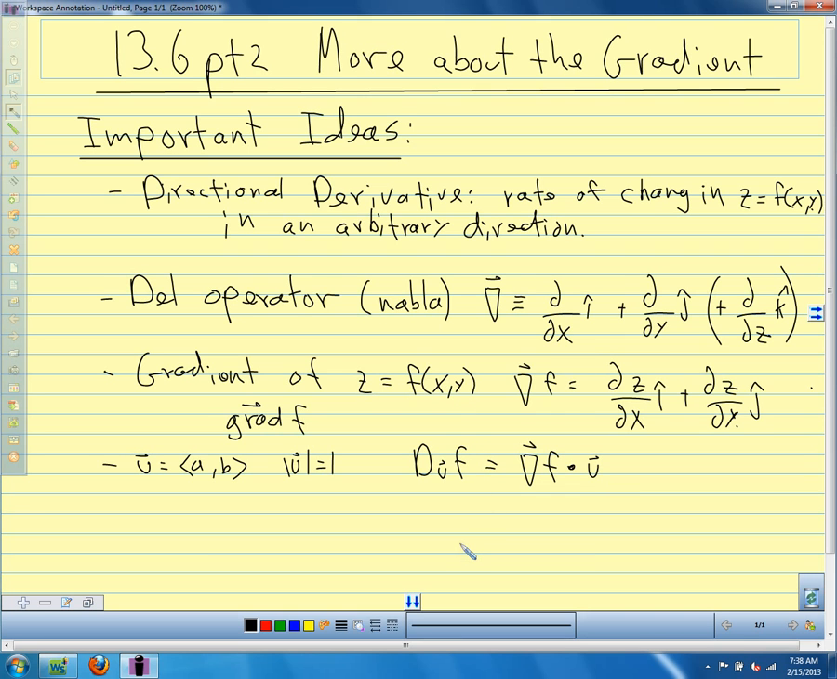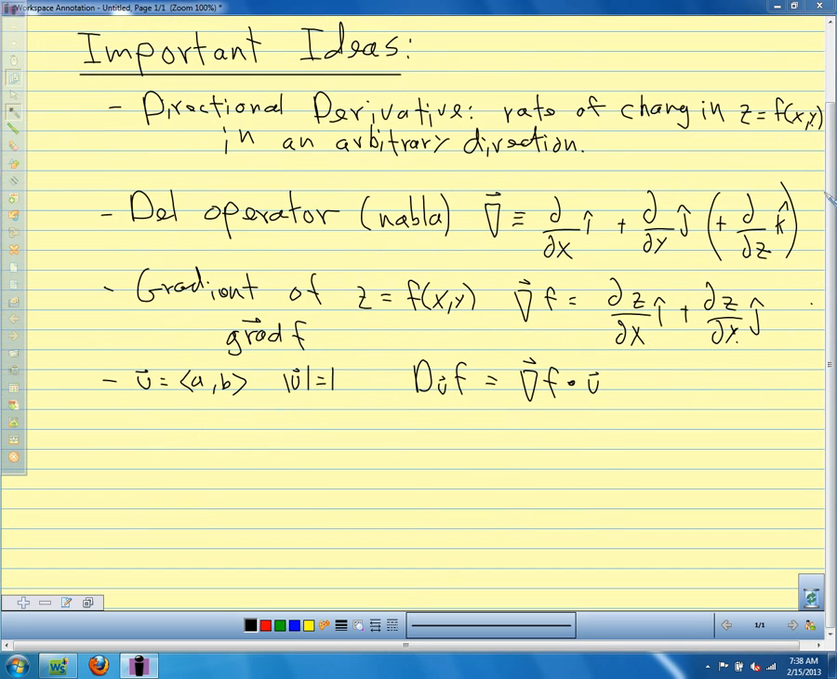Right at the end of class yesterday, we talked about some properties of the gradient. We said that if del f equals 0, the gradient of the function equals 0, then the directional derivative is 0 everywhere, for any unit vector.